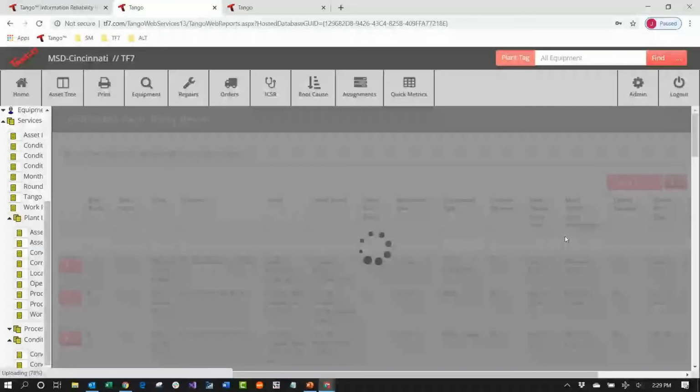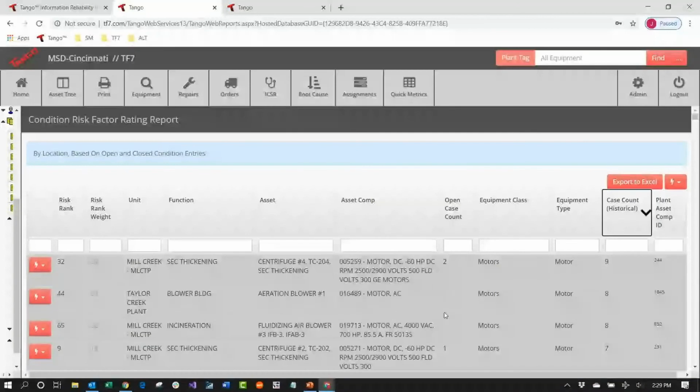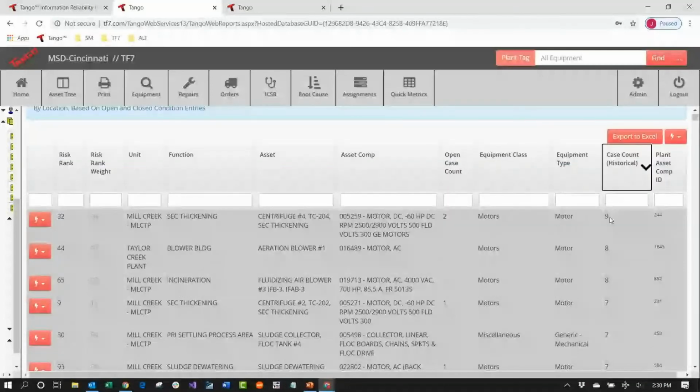And this is going to look at all the history that's in the database. You can set a date range if you want, I think. And if you now have this list, you can go to the case count, and you'll now highlight that, in fact, I've got some locations, several motors that have 9 separate cases. And again, in Tango, I may have watched a particular motor bearing problem, for example, for 3, 4, 5, 6 months on a monthly vibration route, and I might have had 6 different condition entries in that one case. What this is saying is that I've got 9 separate cases over the history of this motor.